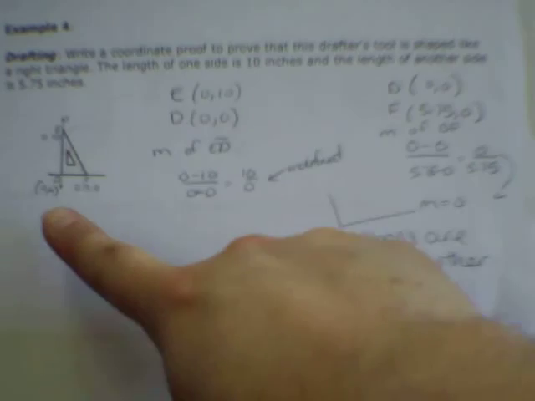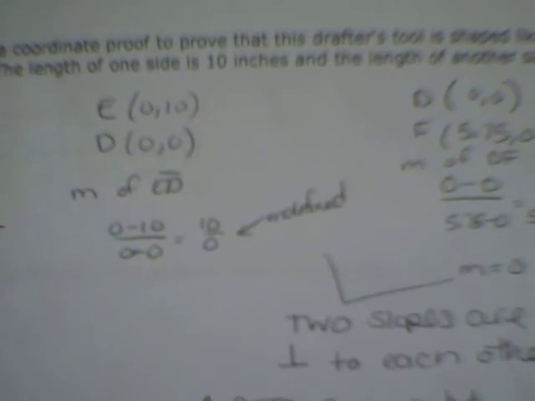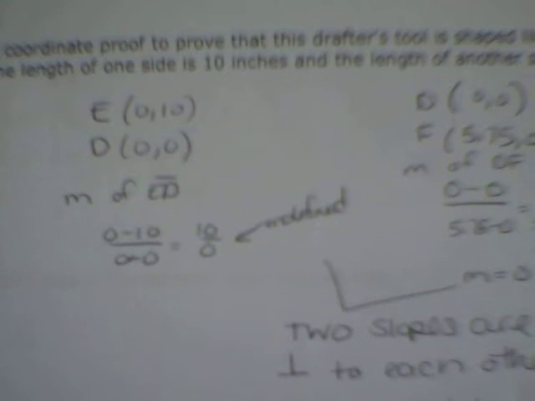It states that I have a drafting tool in the shape of a right triangle, and that the length of one of the sides is 10 inches, and the length of another side is 5.75 inches. So I've got my E, my D, and then my origin. So the first thing that I'm going to do is find the slope of ED. So I'm going to go 0 minus 10, and then 0 minus 0. So I get negative 10 over 0.